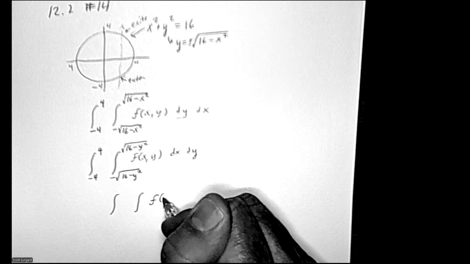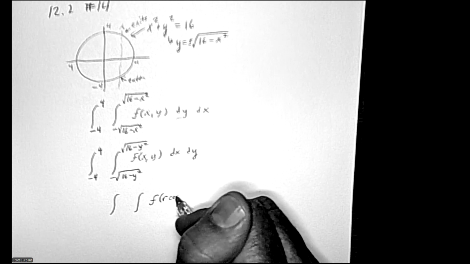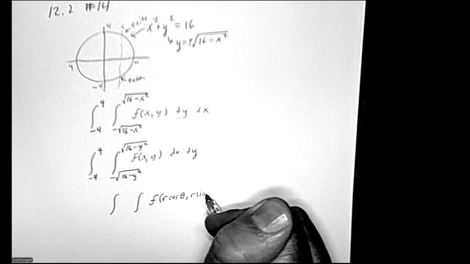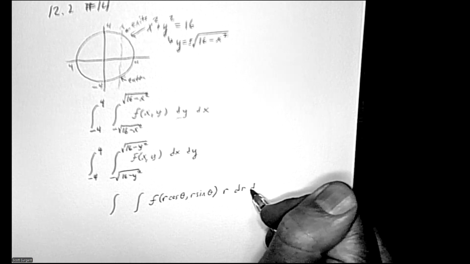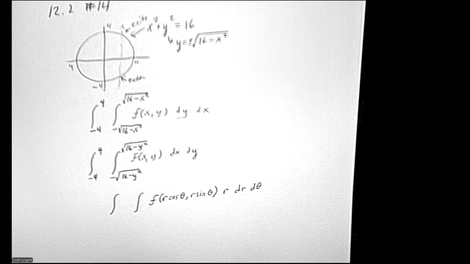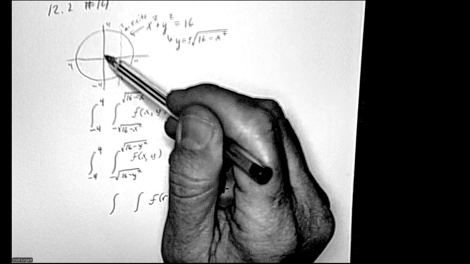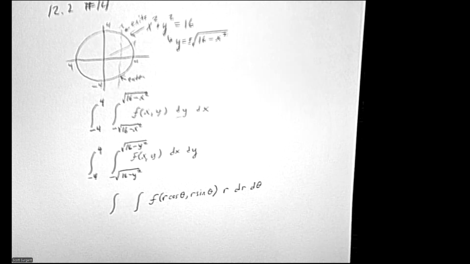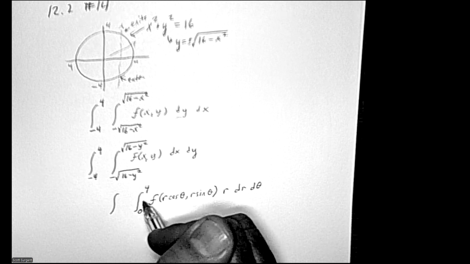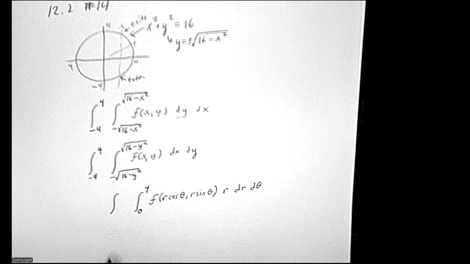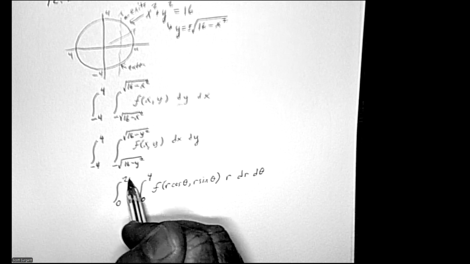What you do is x is r cos theta, y is r sine theta. You get an extra r from what's called the Jacobian, and then you do dr d theta. And what you do is you just look at the circle and you draw an arrow from the center outwards, and basically ask yourself where does it start in the circle and where does it end? It starts at 0, and then at 4. So these are your radii. And then the theta just tells you to go all the way around the circle, so 0 to 2 pi.